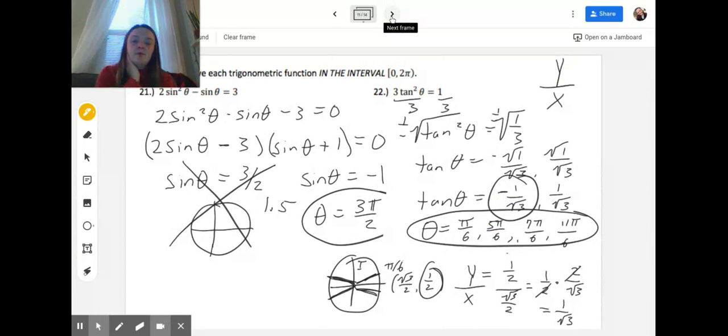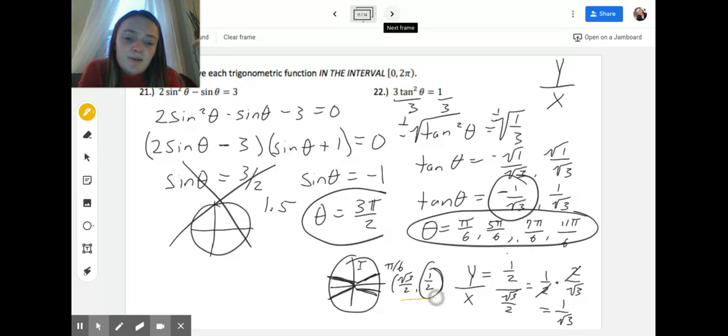All right, number 22. What I did is I divided by 3. Same question, took the plus or minus square root. What I ended up getting is tangent of theta is equal to negative 1 over radical 3 and 1 over radical 3. Now, you could rationalize. It's probably not going to help you too much because tangent's values don't really show up on the unit circle because they're a y over x value. They're not just a y value. They're not just an x value.